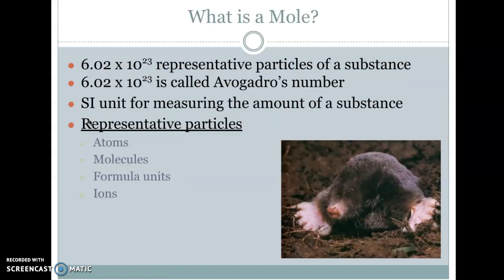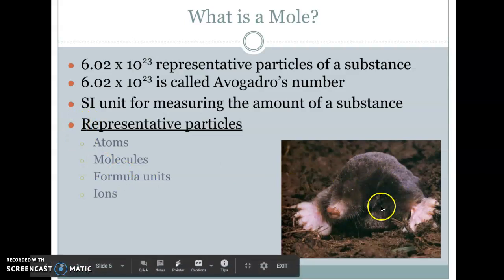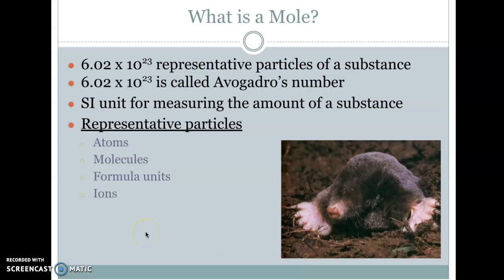Okay, so let's skip over those. The first question is, what is a mole? A mole is this little brown furry creature that digs up my yard in the summer, but in chemistry, it's a very important concept. We use the mole to talk about measuring amounts of a substance in chemistry.